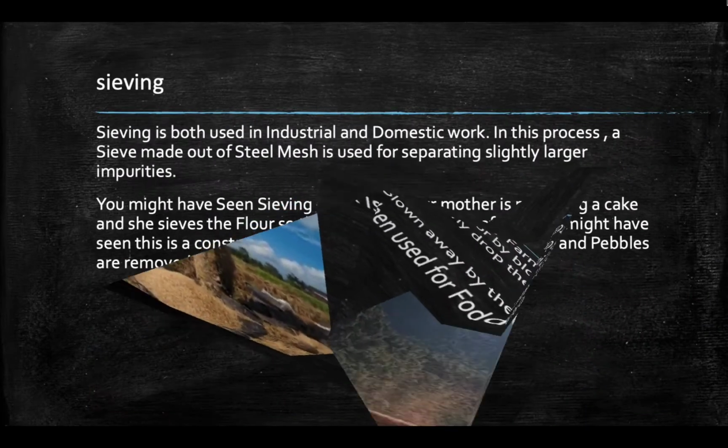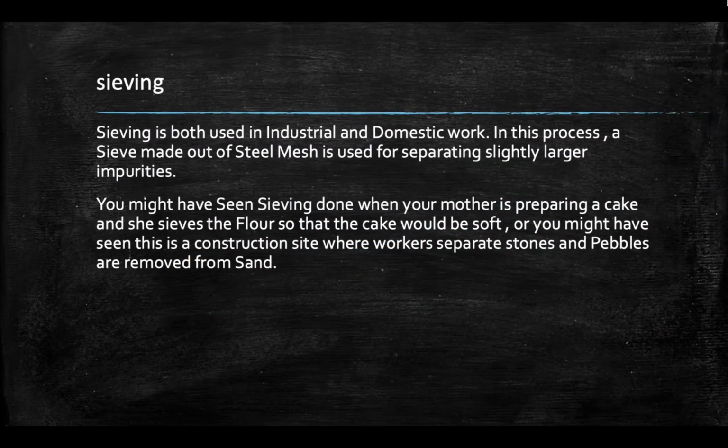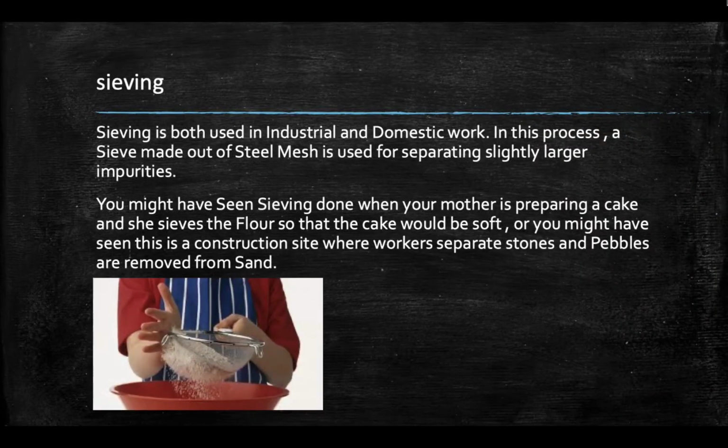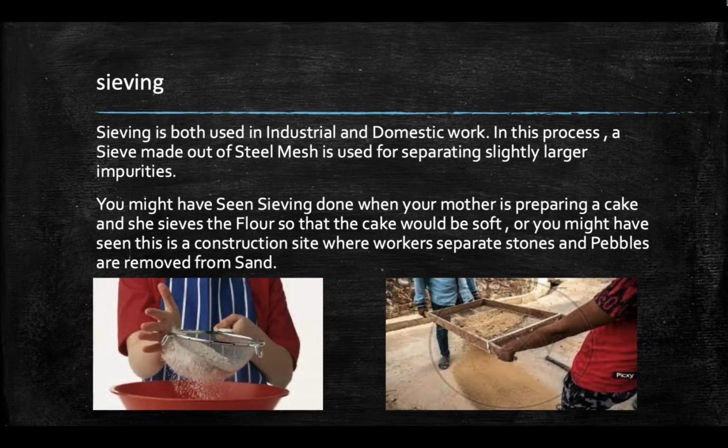The next method in the row is sieving. Sieving is used both in industries and domestic work. In this process, a sieve made out of steel mesh is used for separating slightly larger impurities. You might have seen sieving done when your mother is preparing a cake and she sieves the flour so that the cake would be soft. Or you might have seen this at a construction site where workers separate stones and pebbles from the sand.